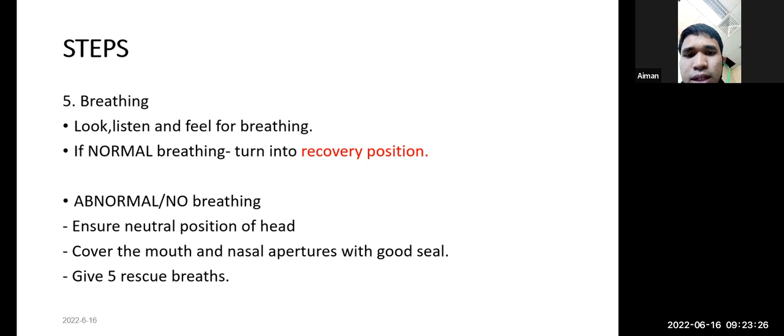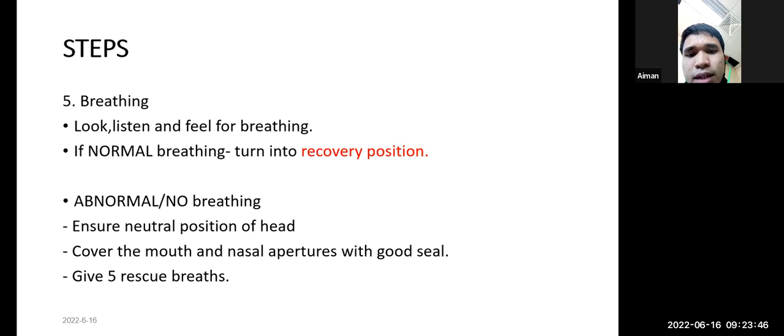The fifth one is breathing. We have to assess the breathing by looking, listening, and feeling. First, we look for any chest movement, then we listen for the breath sound and feel the breath by putting our cheek at the nose or the mouth.